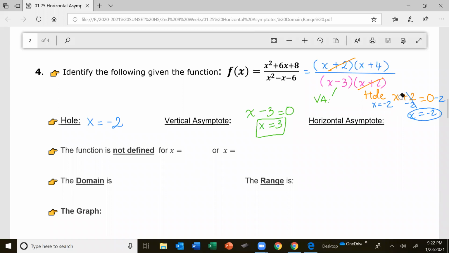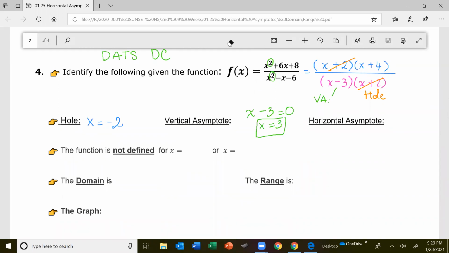Now let's find the horizontal asymptote, right? We're looking at the degree of the fraction right here. On top, we have the degree is 2. On the bottom, on the denominator, the degree is also 2. So remember the rule that we had earlier? Degree the same, divide the coefficients.